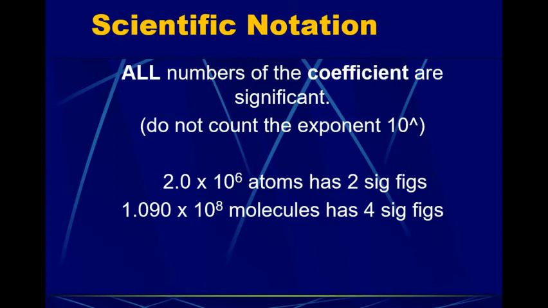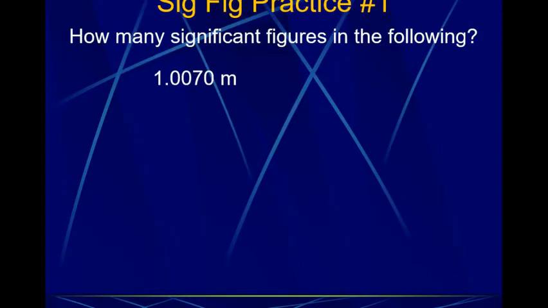The next little piece is scientific notation, which we will be using quite a bit. All of the digits in the coefficient are significant, but none of the other numbers, not the 10 or the exponent. Let's test ourselves. How many significant figures are in this number? It is 5. The first 2 zeros are captive, the last 0 is trailing, and there is a decimal. They're all significant figures.